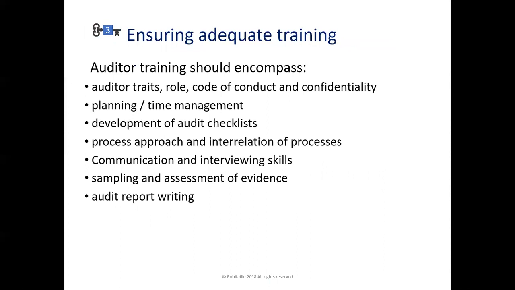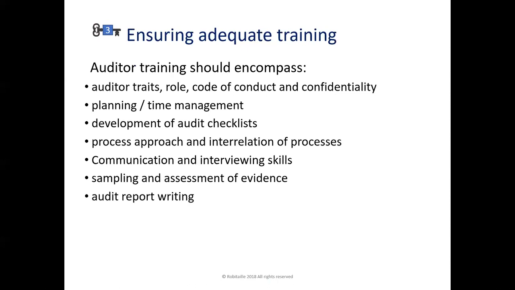The third key, make sure that people have adequate training. I've had people say to me, we have somebody who shadows one of our auditors for one audit, and then they become auditors for the second one. That is not adequate training. There are a lot of things that go into being an auditor, talking about the code of conduct, talking about confidentiality, talking about time management. All of these things have to be trained, how to put together a good checklist.